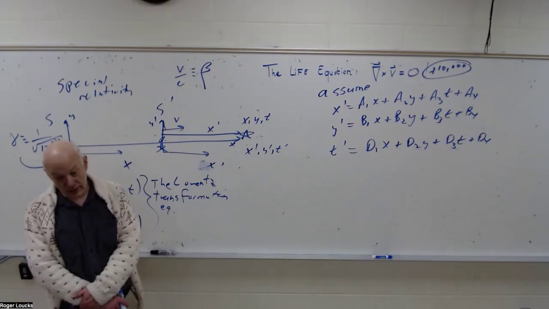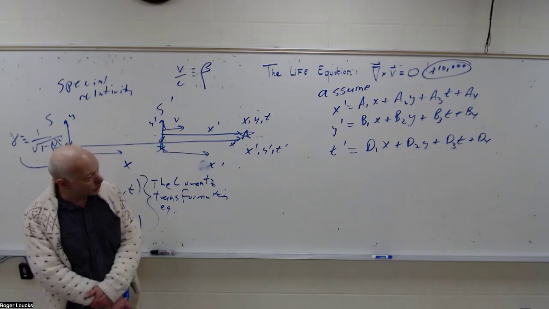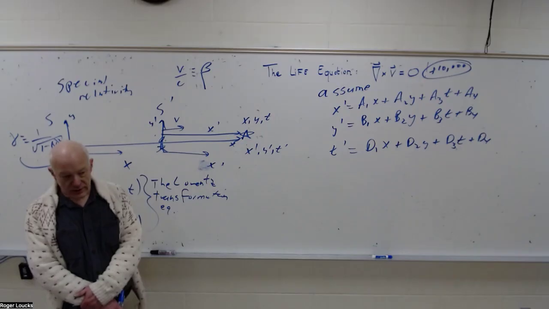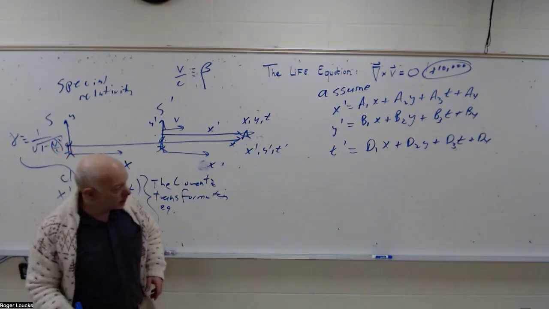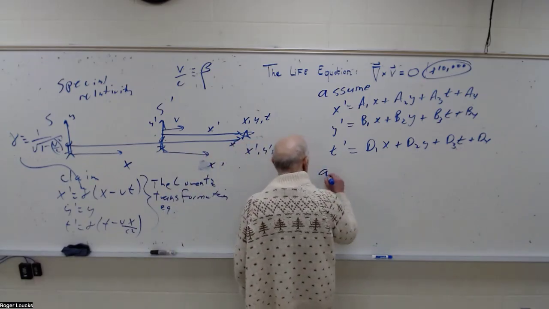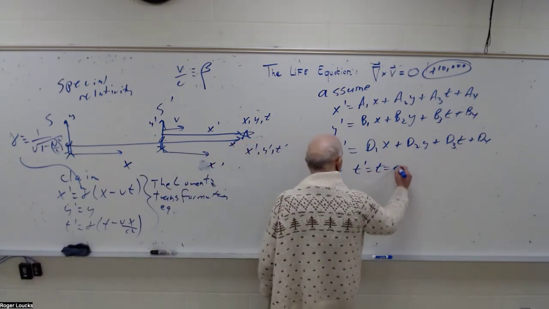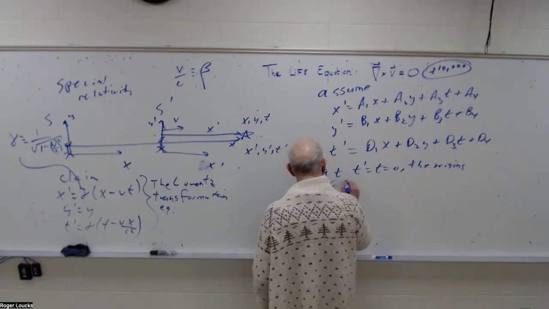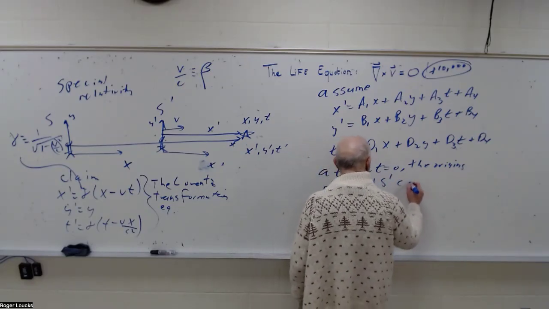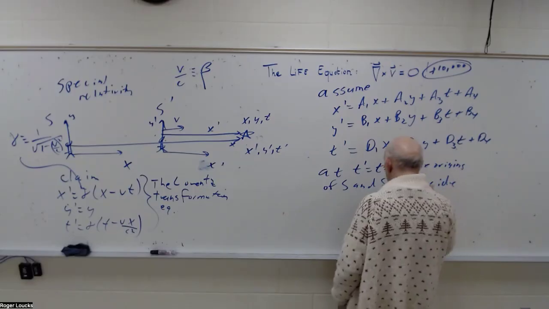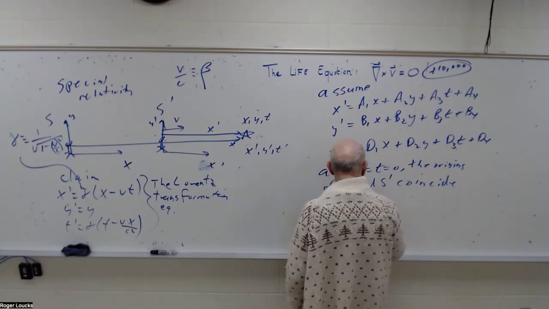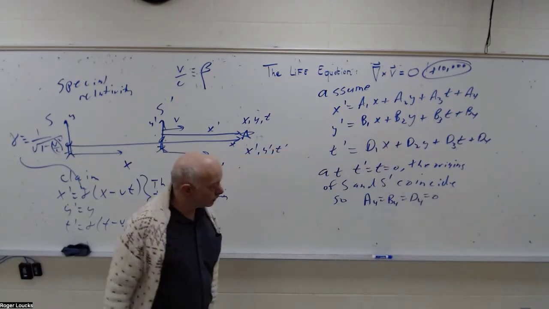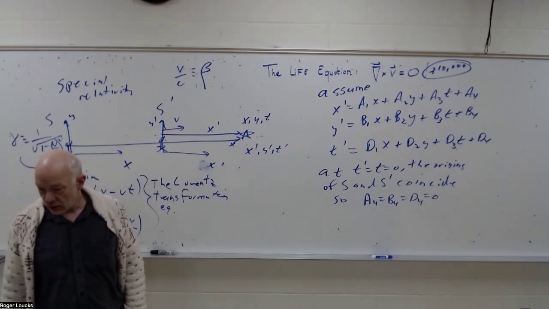Okay, how did we get rid of A4, B4, and D4? By the frames having the same origin at T equals 0. We're going to say initially those two frames coincide. So we could say that at T prime equals T equals 0, the origins of S and S prime coincide. So A4 equals B4 equals D4 equals 0. So that gives us, we're now down to 9 coefficients instead of 12.